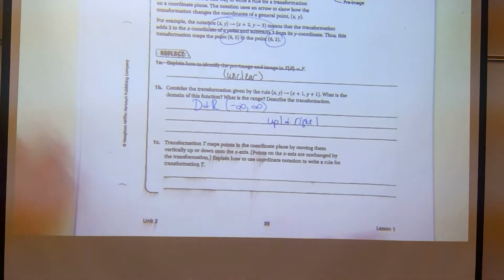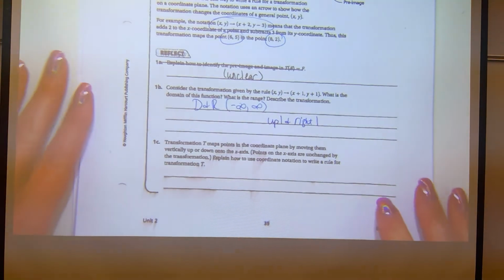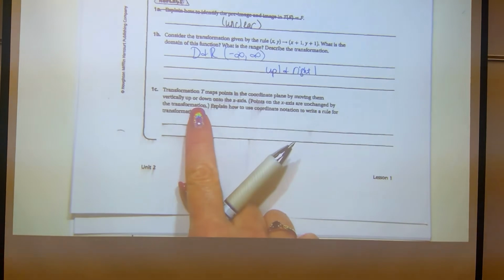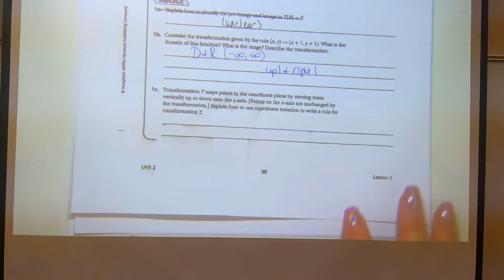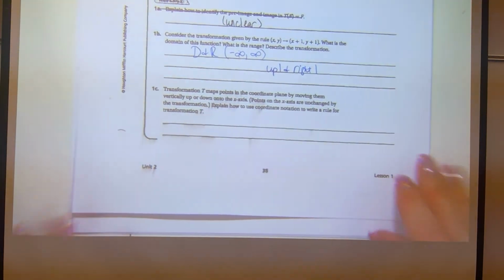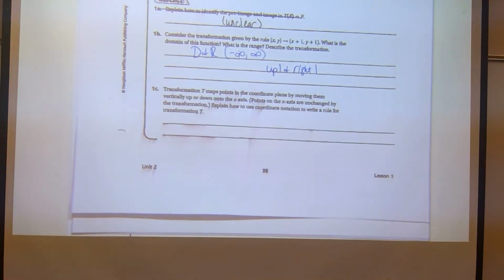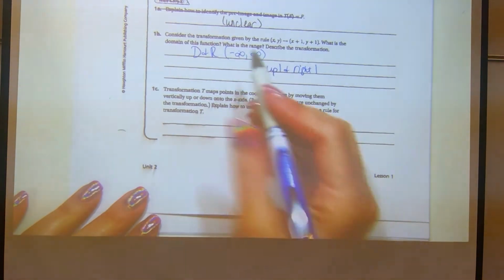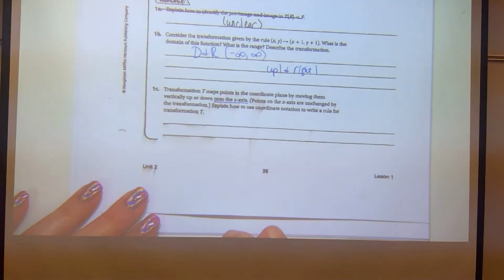Excuse me, my water spilled. The rule maps a point in the coordinate plane by moving it vertically up or down onto the x-axis. So if there's a point on the x-axis, it's unchanged by this transformation, but I'm just taking a point and I'm moving it up or down. If I'm moving something up or down onto the x-axis, then that means onto the x-axis. That's my key word.